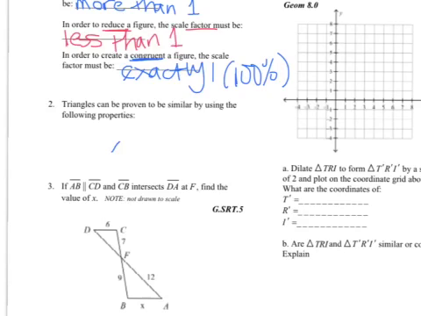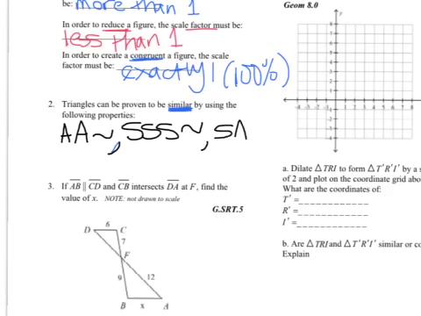Question number 2 says triangles can be proven to be similar. Similar is not the same as congruent. By using the following properties, you can either use angle-angle, so that's when you have two angles of one triangle that match two angles of another triangle. You can have side, side, side, where all the sides are maybe twice as big or 3 times bigger. They have the same ratio. Or you could do side, angle, side similarity. That is not to be confused with the 5 types of congruent postulates.